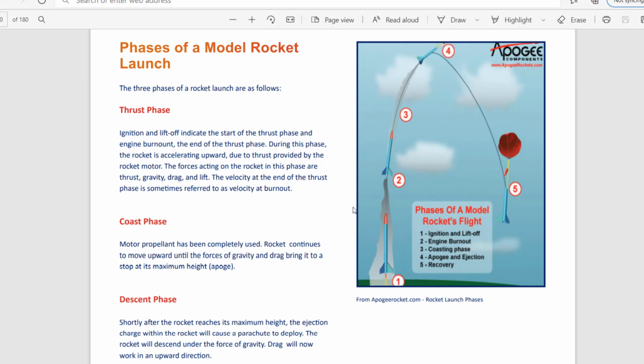During this phase, the rocket is accelerating upwards due to the thrust provided by the rocket motor. The forces acting on the rocket in this phase are thrust, an upward force, gravity, a downward force, drag, which in this example is going to be a downward force, and lift. You will only have a lift force if the rocket is not moving straight up. That is something we will discuss a bit later.